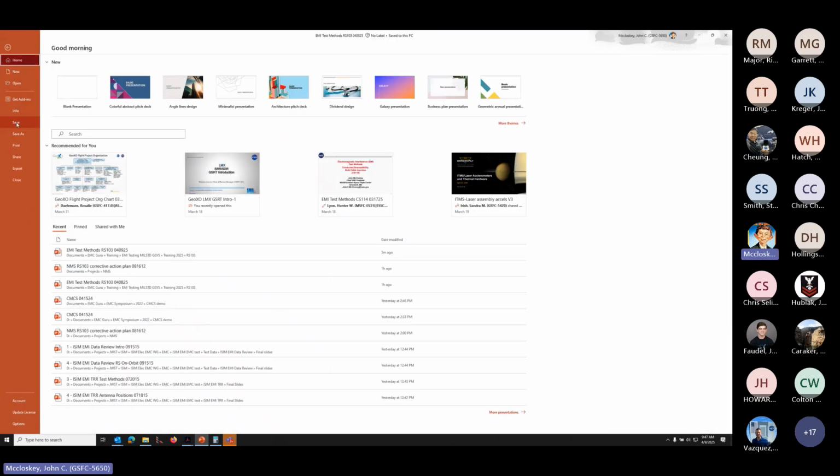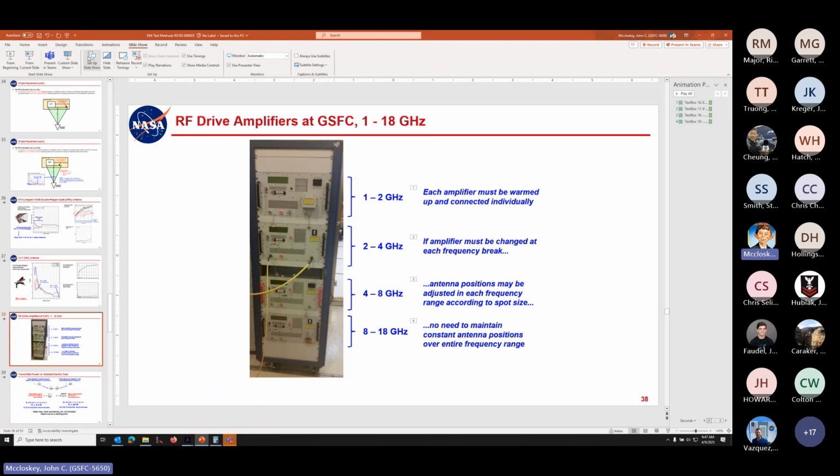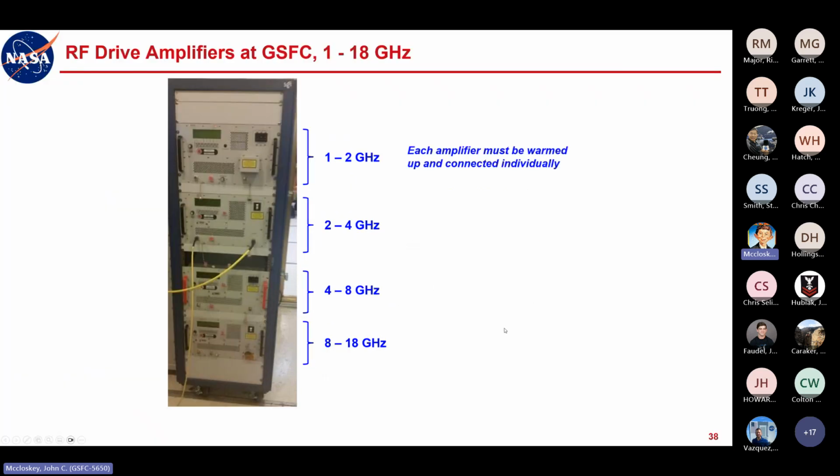The specific numbers are less important than the fact that you've got a different amplifier in each of these frequency ranges. So each amplifier must be warmed up and connected individually. Like you do your 1 to 2 gigahertz scan, and then you disconnect the cable. Okay, so each amplifier must be changed at each frequency break.